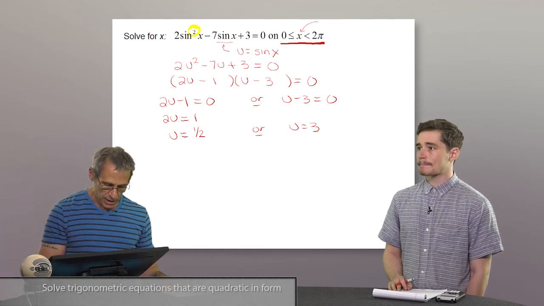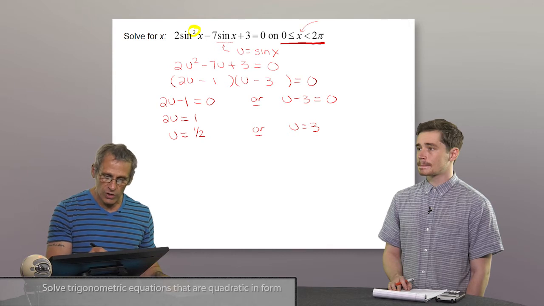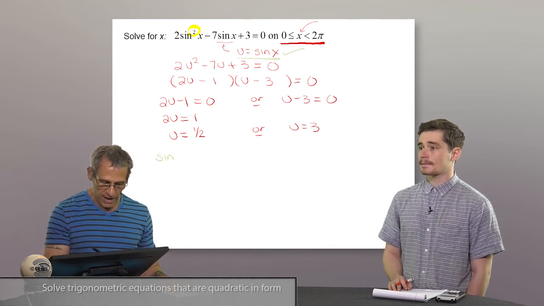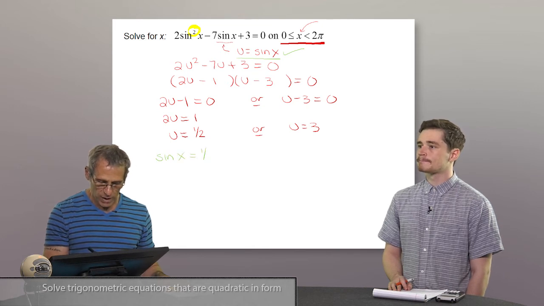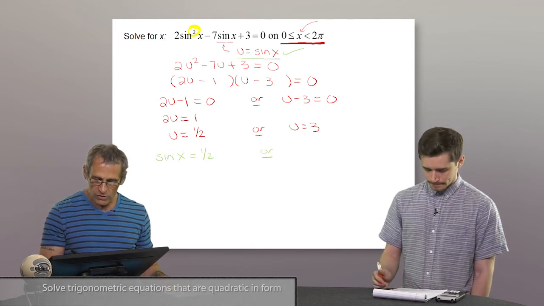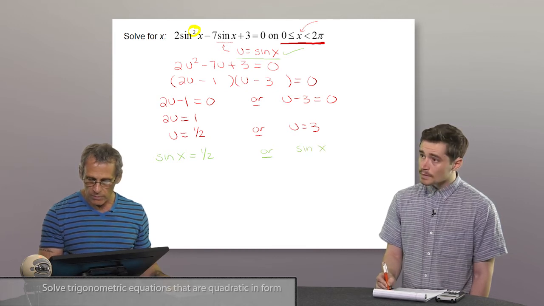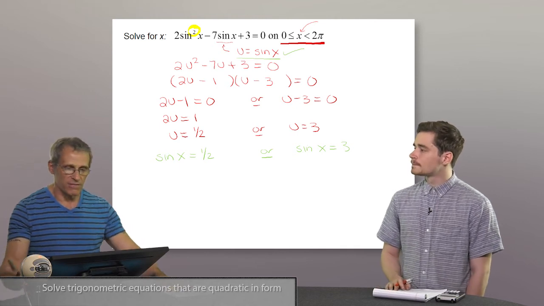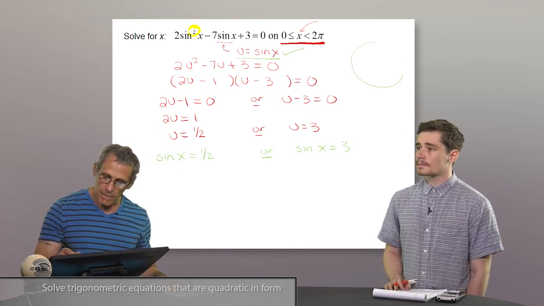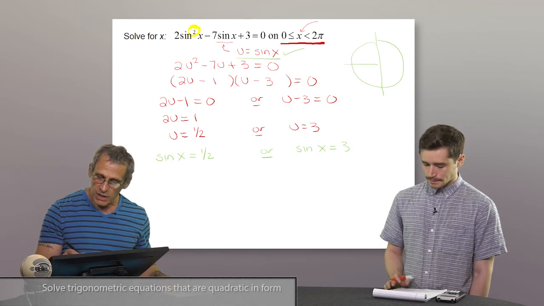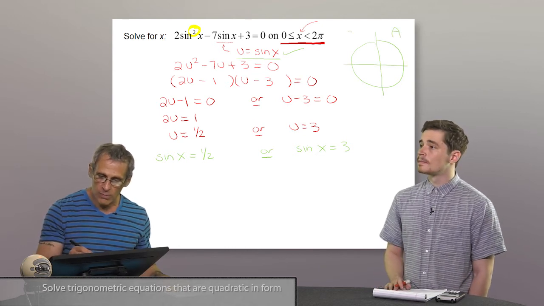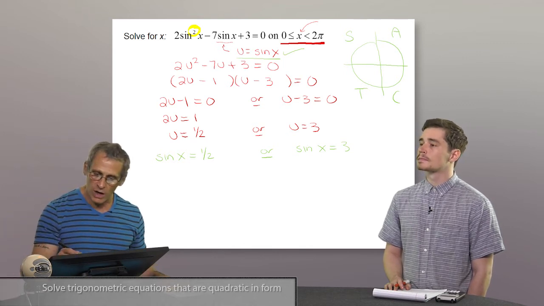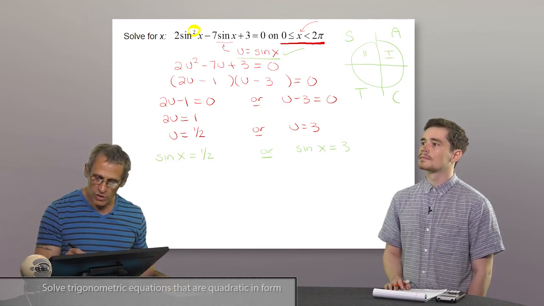Now I go back and say, I know that u is equal to the sine of x. So I'll replace u with the sine of x. Now I have the sine of x is equal to 1/2, or the sine of x is equal to 3. Now if the sine of x is equal to 1/2, and I'm solving on 0 to 2 pi, I have to realize that I can be in two quadrants. Sine is positive in the first quadrant and the second quadrant.